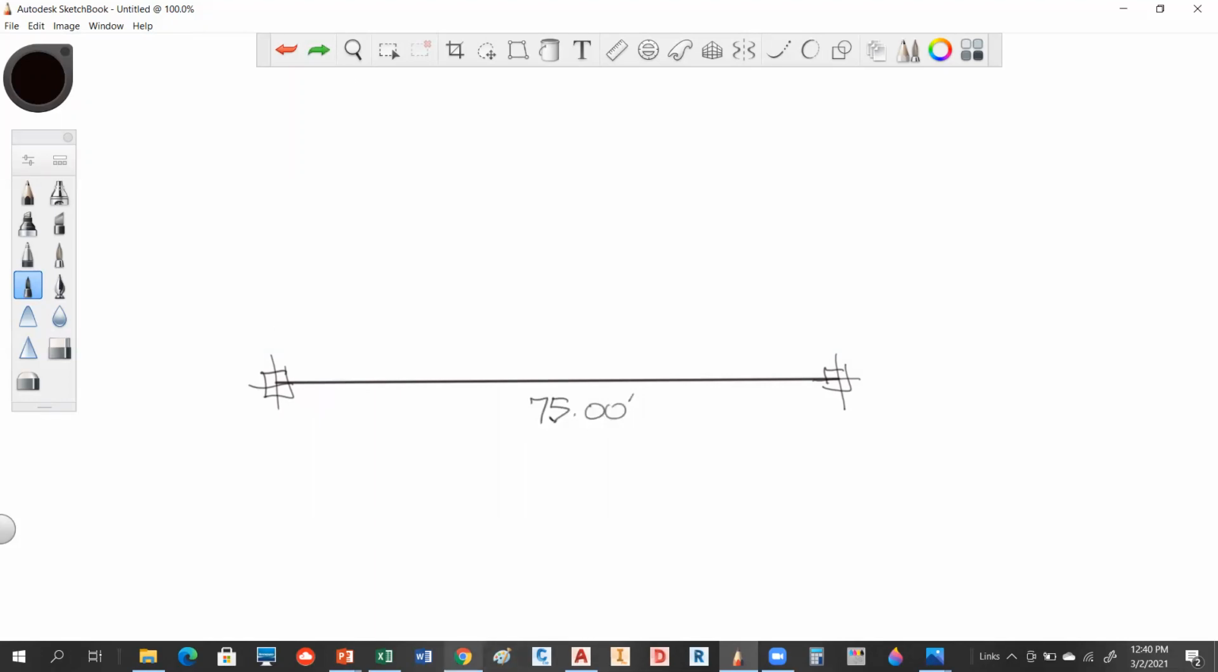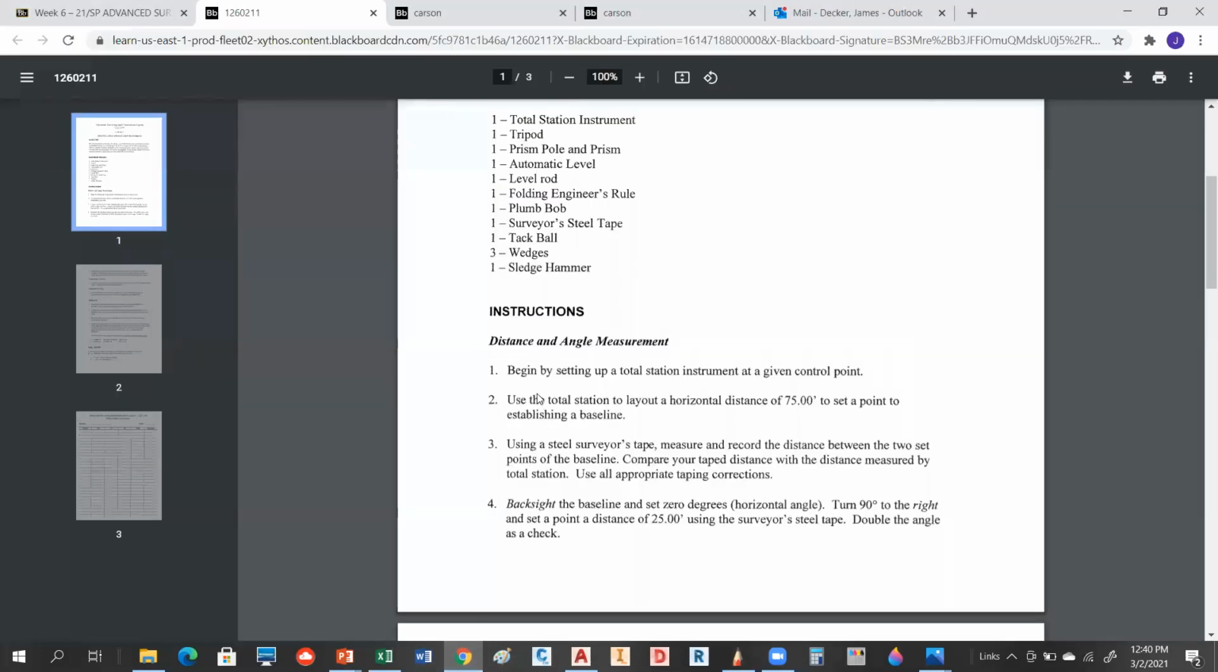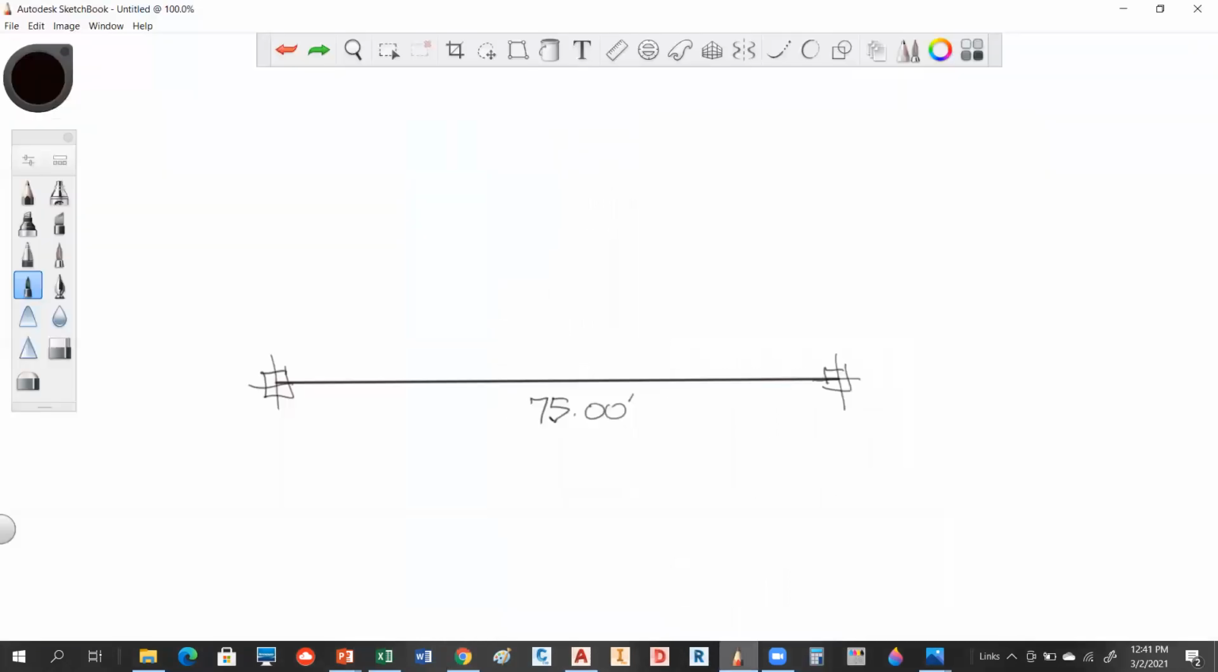So if we look back here, that's what this is telling us to do. We're going to set up that total station at a given control point, and you're going to lay out that horizontal distance. Then it asks you to take a surveyor's steel tape and record that measured distance between those two points on the baseline. So, as a matter of redoing this, I want you to take that surveyor's steel tape and measure the distance between these two.